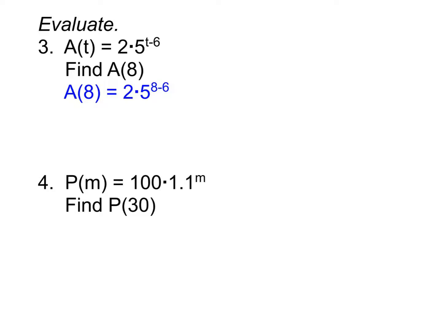Now, just to be super clear, the 8 minus 6 is all in the exponent here. If I was going to be putting parentheses in, I could write this with parentheses around the 8 minus 6, and it would mean the same thing. Since the 8 minus 6 is all in the exponent, we have to do that first before we can actually do it to that power. So do the 8 minus 6. So now we have 2 times 5 squared.